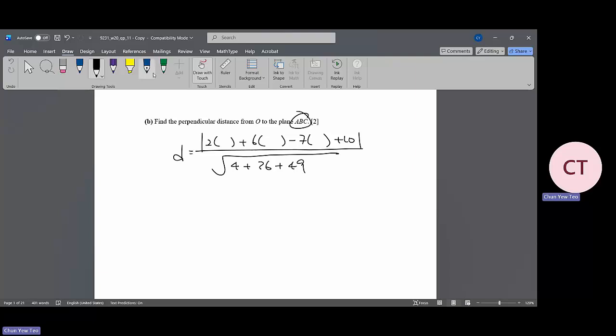Okay, so for this bracket over here, you just need to fill in the position vector for O. Position vector for O is 0, 0, 0. So you will get this as 10 over the square root of 89. You can just leave it like this.